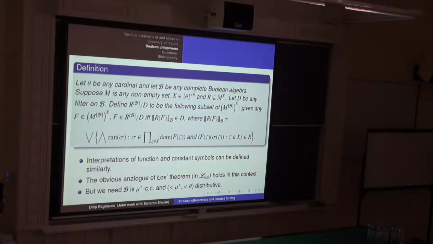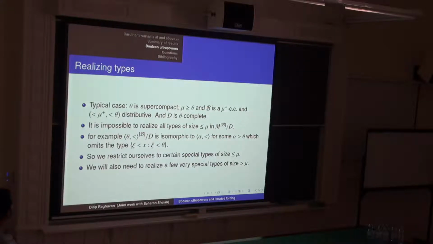This is just worth noting. So to prove this analog of Los's theorem in the L theta theta context, you need to know that your Boolean algebra is, mu is just arbitrary here, you need to know that the size of its maximal antichains and the distributivity are sort of the same. Okay. So the typical case we'll deal with is theta is supercompact, mu is something bigger or equal to theta, and B is a mu plus c.c., less than mu plus, less than theta distributive complete Boolean algebra. I should say that B is a complete Boolean algebra. D will be a theta complete ultrafilter.